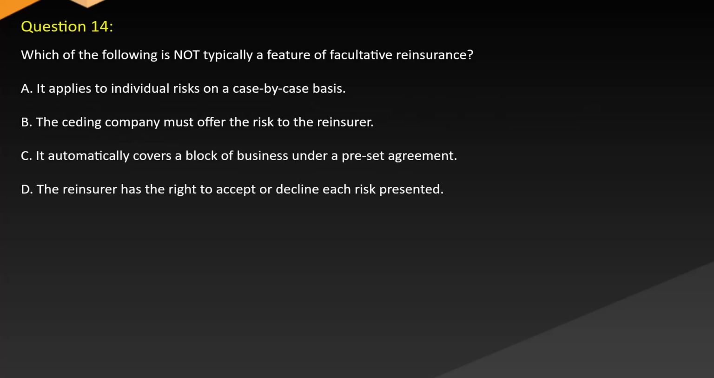Question 14. Which of the following is not typically a feature of facultative reinsurance? A. It applies to individual risks on a case-by-case basis. B. The ceding company must offer the risk to the reinsurer. C. It automatically covers a block of business under a preset agreement. D. The reinsurer has the right to accept or decline each risk presented.